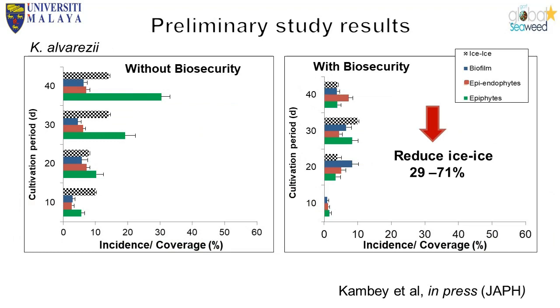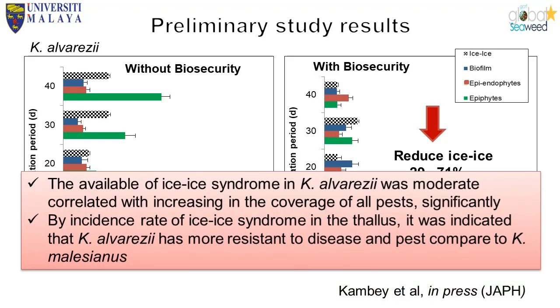At the same time, Kappaphycus alvarezii in the biosecurity farm had a decrease in ice incidence of about 29 to 71% compared to the seaweed grown in the other farm. The occurrence of ice in Kappaphycus alvarezii was found to have moderate correlation with pest epiendophyte, epiphyte, and biofilm coverage. Kappaphycus alvarezii was indicated to be more resistant to disease and pests compared to Kappaphycus malesianus.